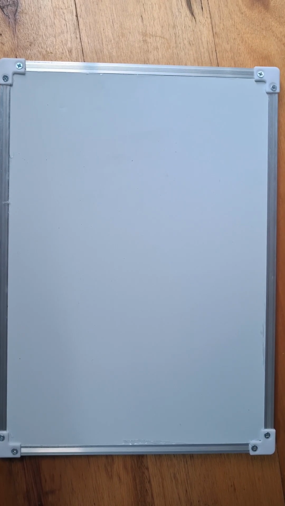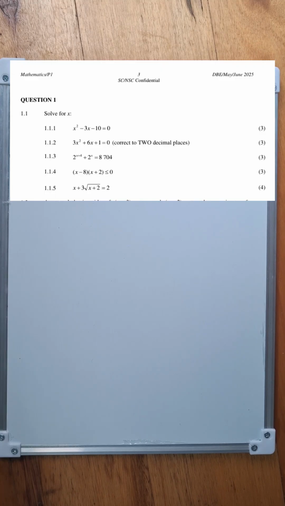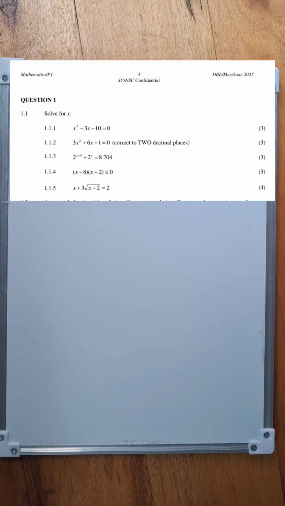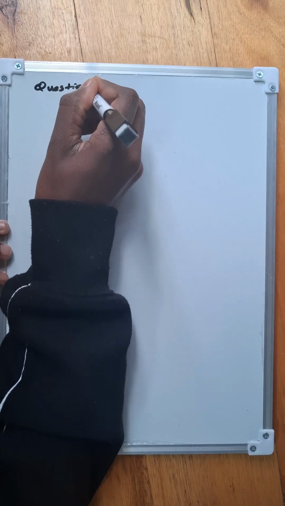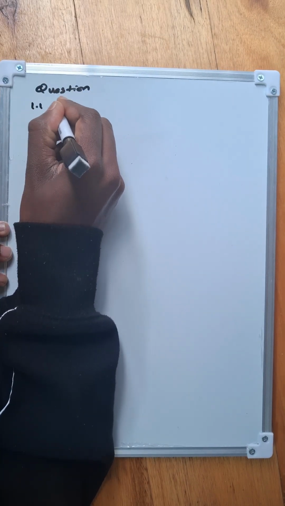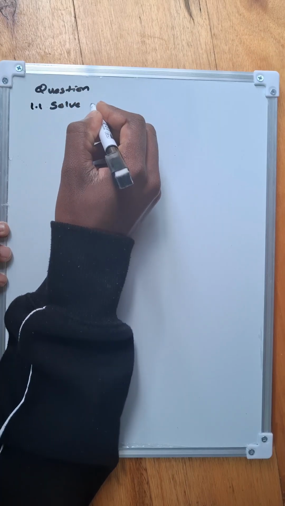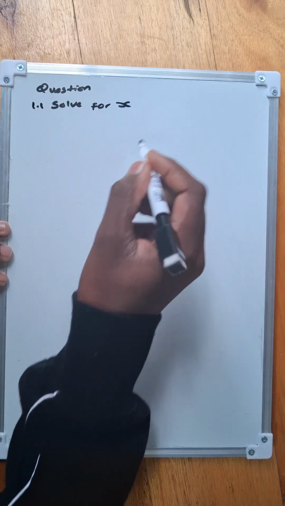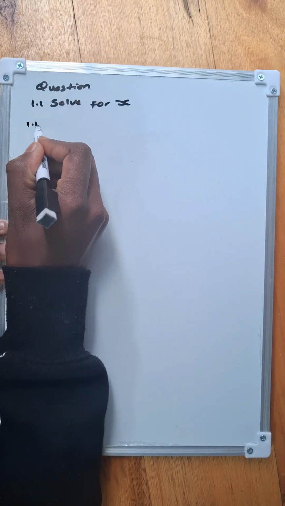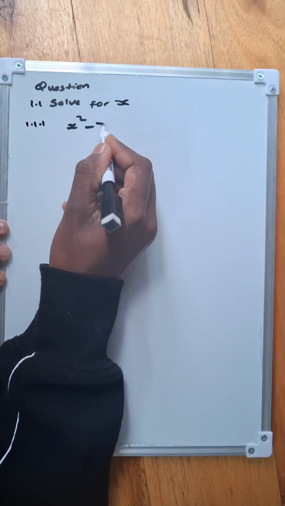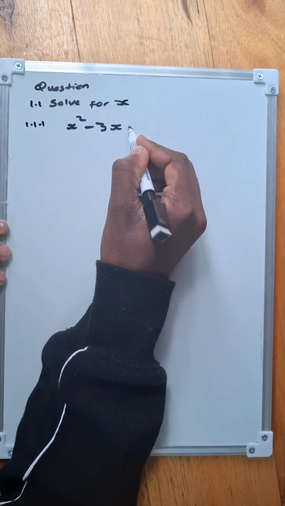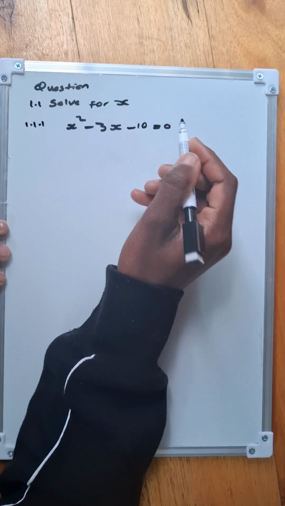Today we will be doing Mathematics Paper 1, May/June 2025, starting from question 1. Question 1 reads as follows: solve for x. 1.1 reads as follows: x squared minus 3x minus 10 is equal to 0.